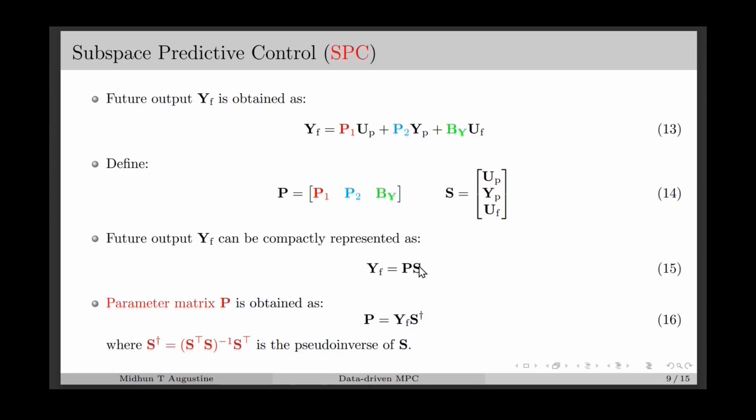which is a linear equation and can be solved for the parameter matrix P as in equation 16, where we multiply this equation on the right-hand side by S inverse, which gives P equal to YF into S inverse, where we use the pseudo inverse of the matrix S here. Once the parameter matrix P is computed from the training data, we can take its elements P1, P2, and By to define the model-based constraint as in this equation.